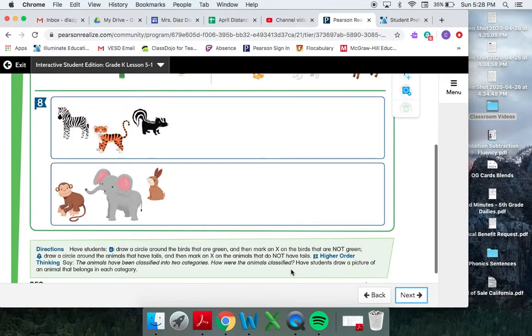So it looks like they're doing some by color, some with the features that the animals have, and then that last one down there says that there are animals classified into 2 categories. They should be able to talk to you about how they are classified, and then they should be able to draw another picture of an animal that belongs in that.